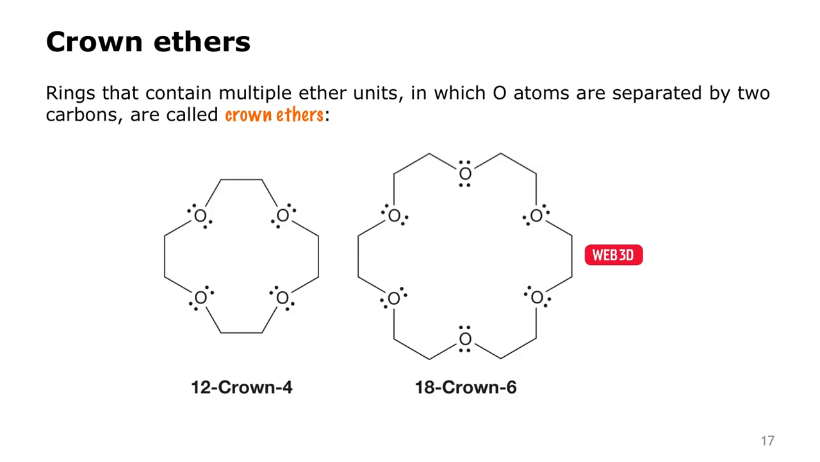Before I do so, there's a simple nomenclature that goes with these. There's a number, a dash, the word crown, and then another number. If you look closely here, I think you can figure this out. 12 is the total number of atoms in the ring, and the 4 is the number of oxygen atoms. The crowns are always made up of these 2-carbon connectors between the oxygens. So this compound is an 18-membered ring and has 6 oxygens spaced evenly around the ring.